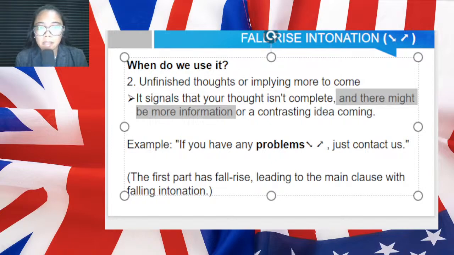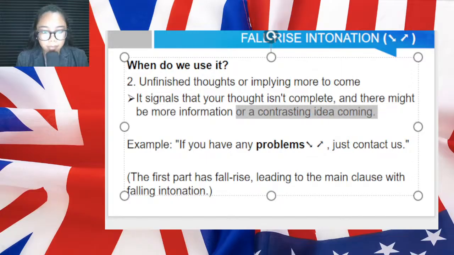It builds anticipation, or a contrasting idea coming. So this is a super subtle but powerful use. Sometimes we use the full rise to hint that we are about to say something that contrasts with or perhaps slightly corrects what we just said.